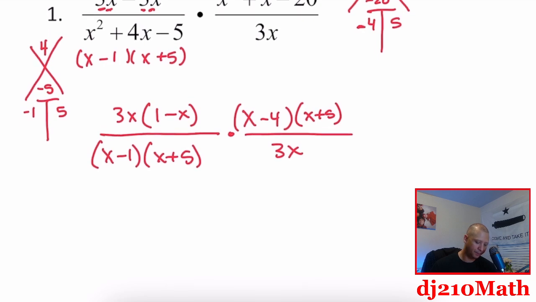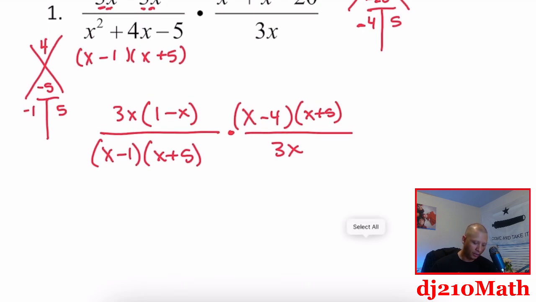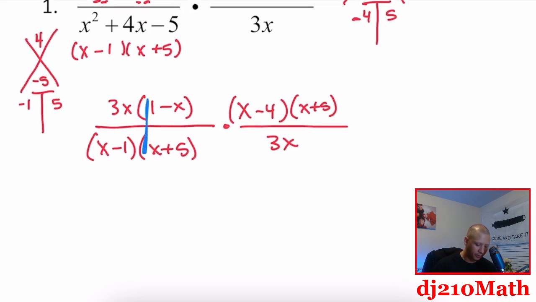Here's where we are. Some of the obvious things. But first off, when it comes to canceling, because we've already simplified this as much as we could, everything's factored. When it comes to canceling, you cancel from top to bottom, or you can cancel diagonally, but you can never ever cancel left to right.